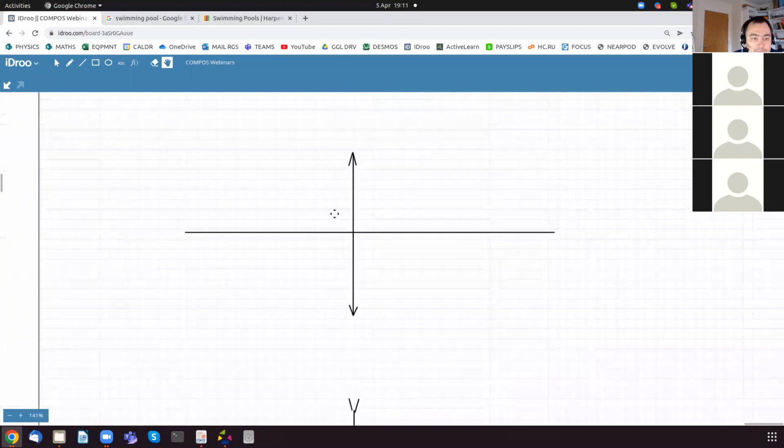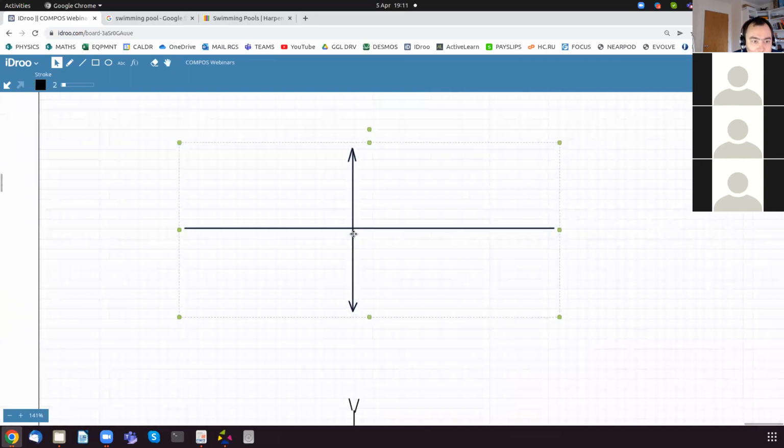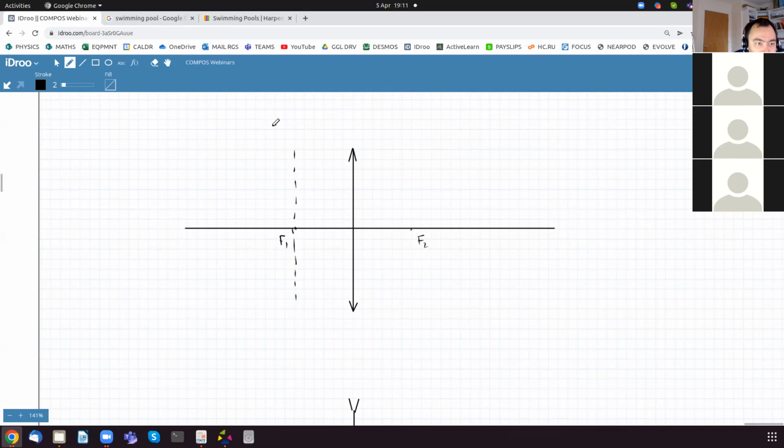So any lens has two focal points, F1 and F2, and two focal planes. If you draw that, this is a focal plane, and this is a focal plane as well.